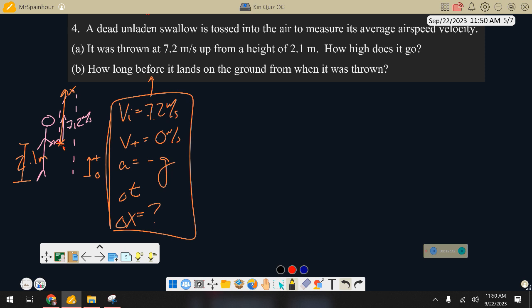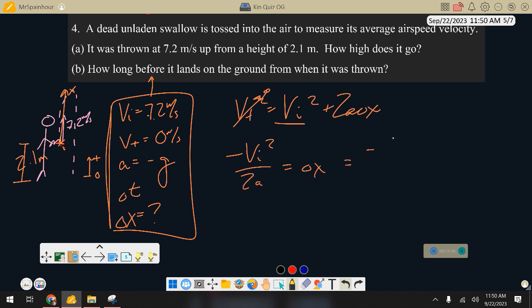Now, to find this set of variables, I actually use very similar math to what I did on the last problem. And this cancels, subtract that on both sides, divide by 2a, and you end up with delta x, which is equal to negative 7.2 meters per second, the whole thing squared, times 2, negative g, there we are, which is good because the negatives cancel like they should since the negative's on that side, and you end up with 2.64 meters.